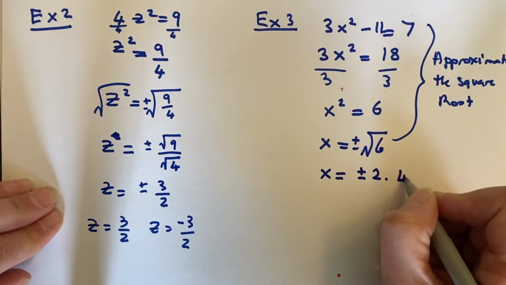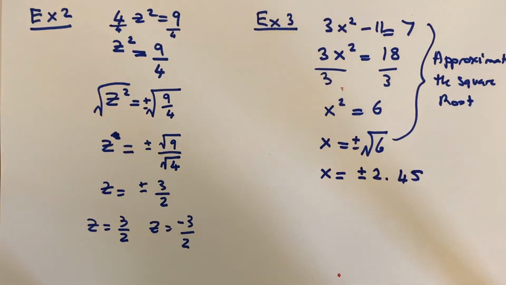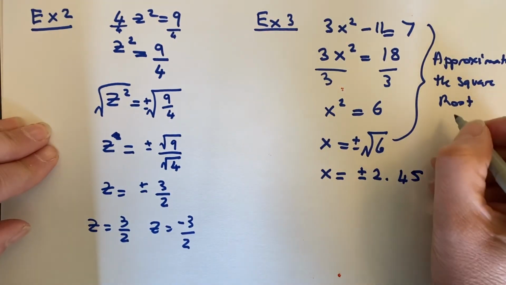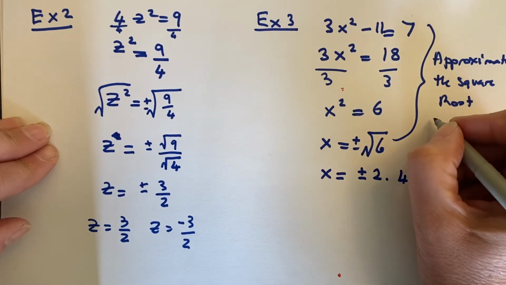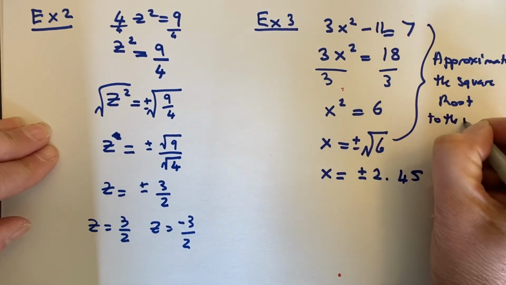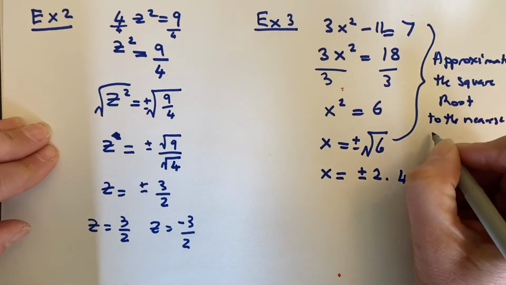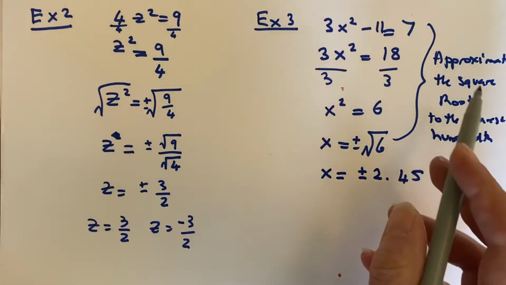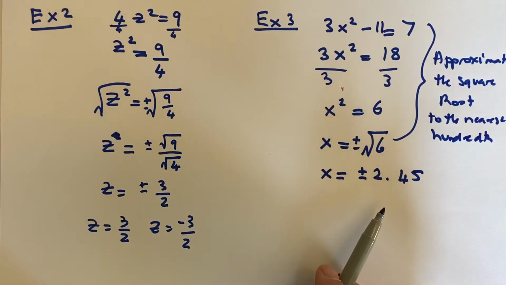2.45. So when you're approximating the square roots, you have to find out how far they want you to go. Here it was to the nearest hundredth. They could have said to the nearest tenth. You just have to follow the instructions given.